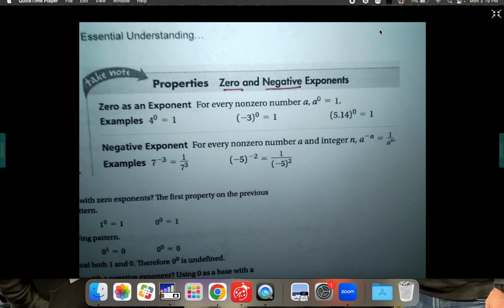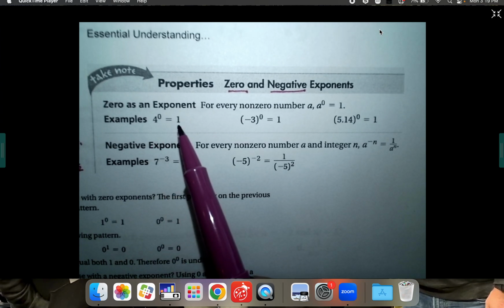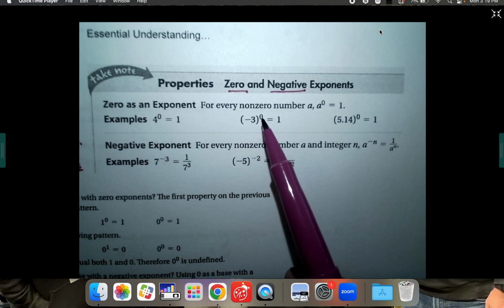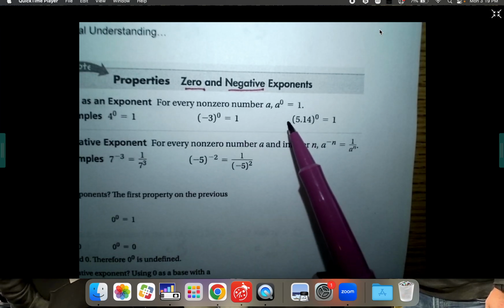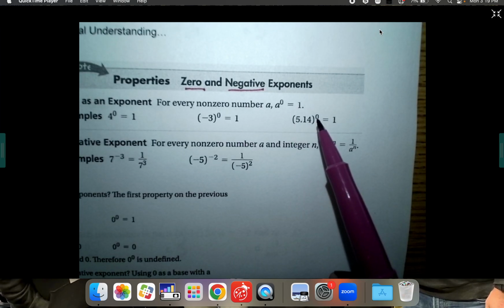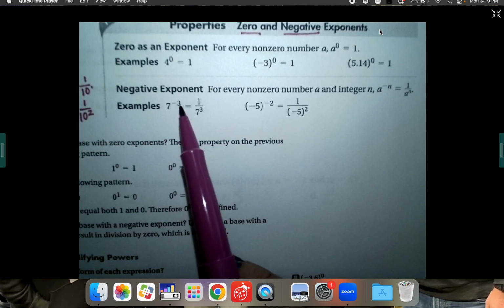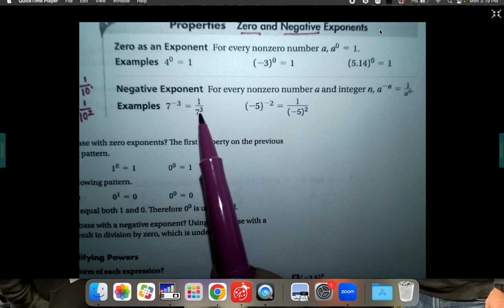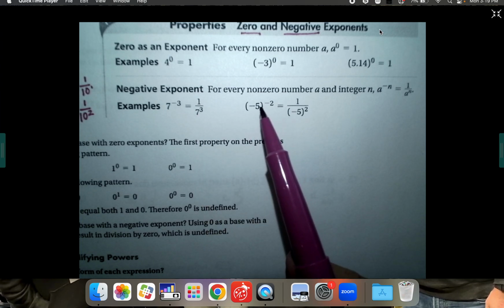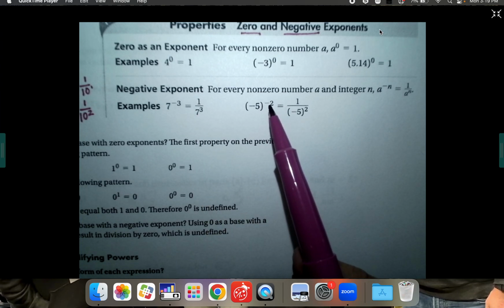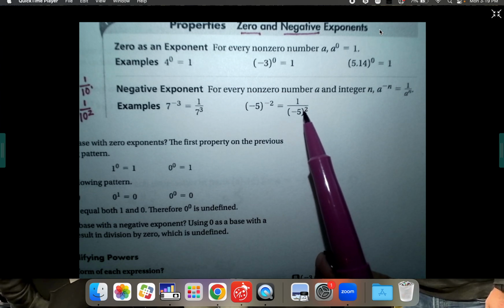All right, so we can do this. So 4 to the 0 is 1. Anything to the 0, -3 to the 0 is 1. Any weird decimal even to the 0 is 1. If you have a negative exponent, it flips to the bottom and becomes positive under a 1. If you have a negative exponent, it flips to the bottom and the exponent, remember, becomes positive.